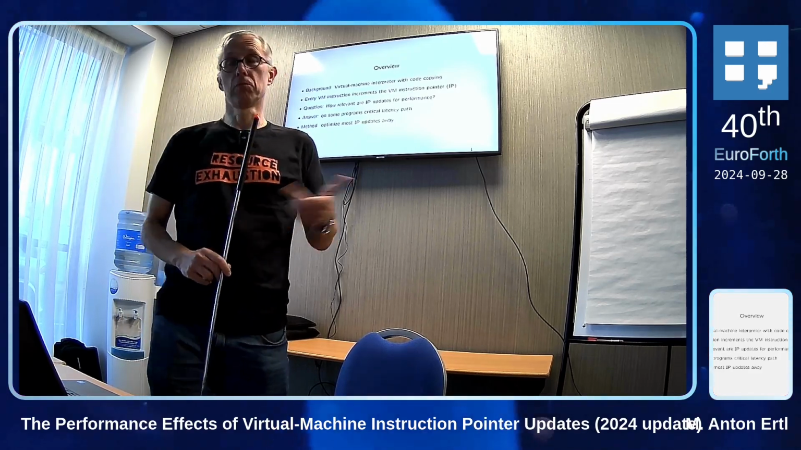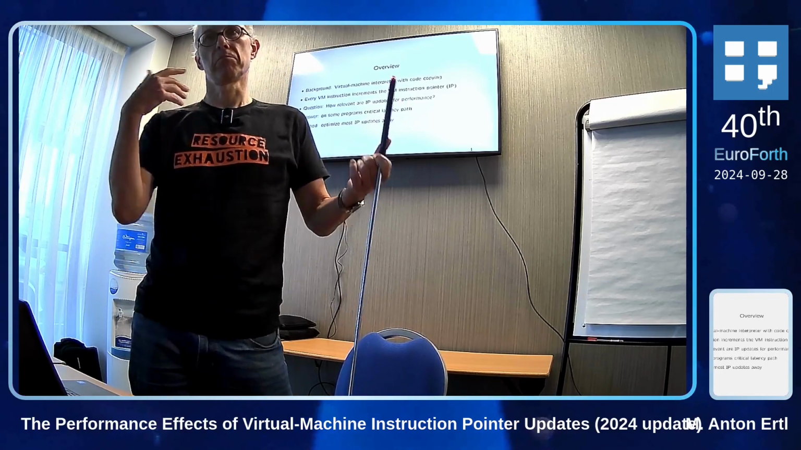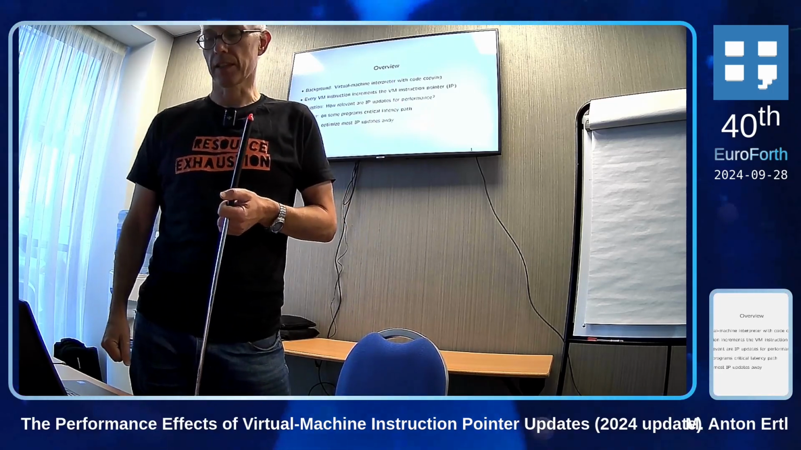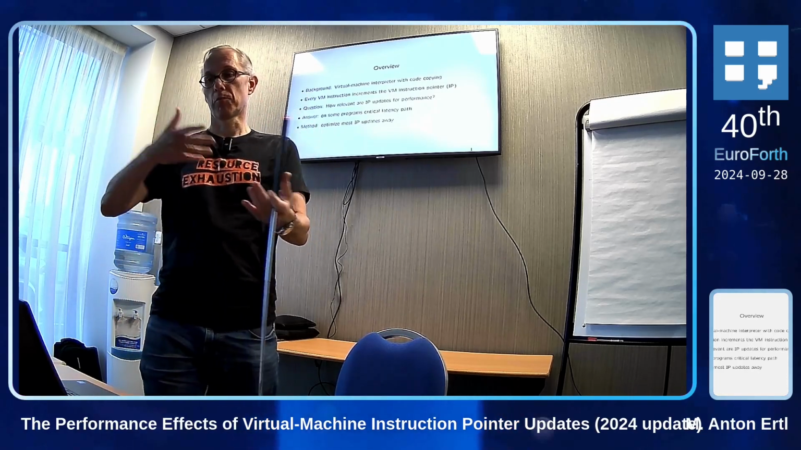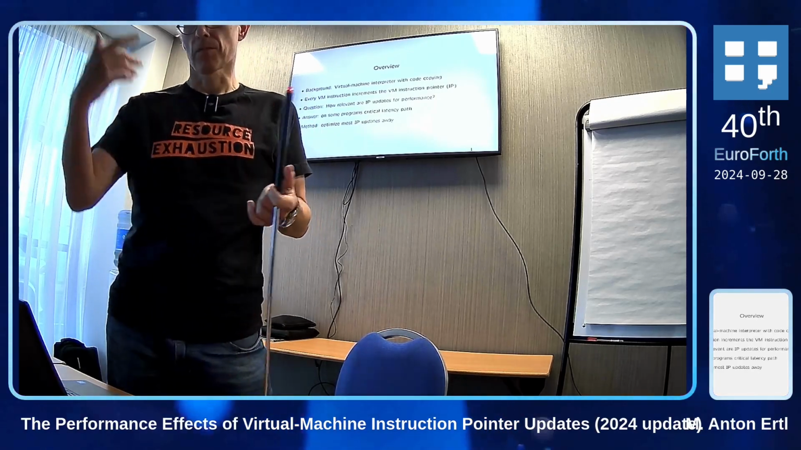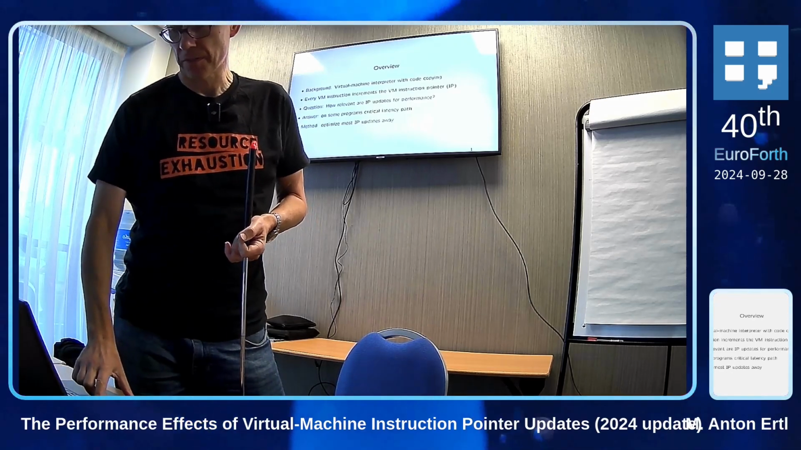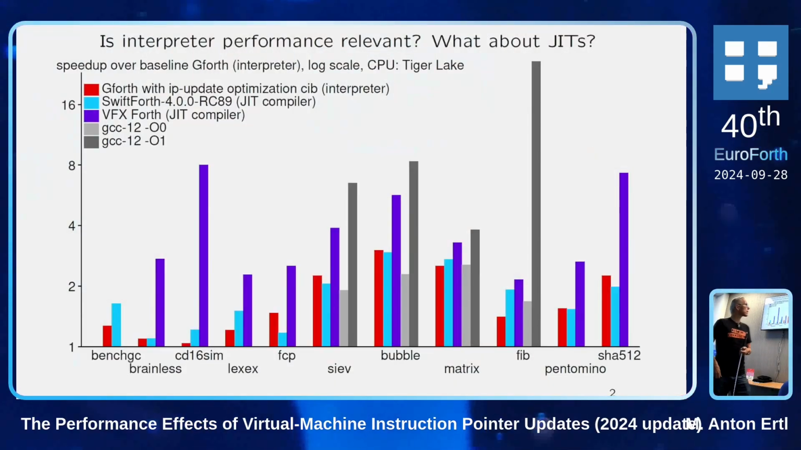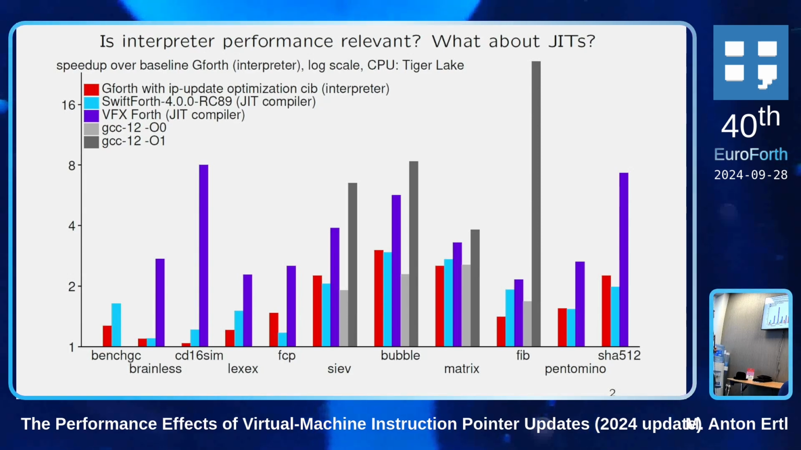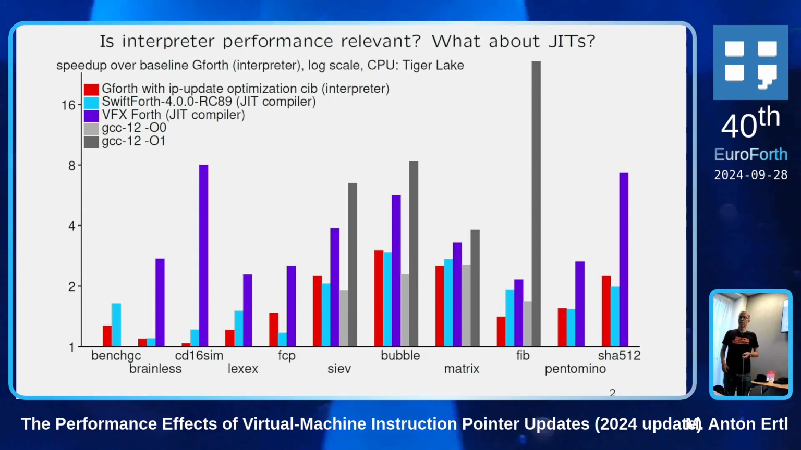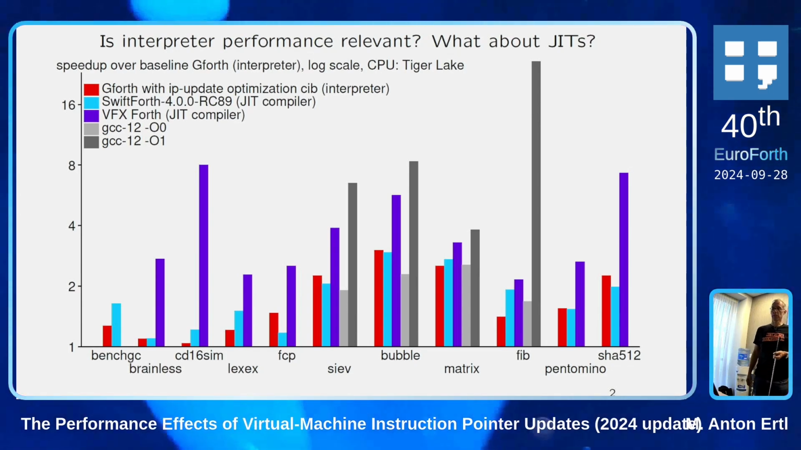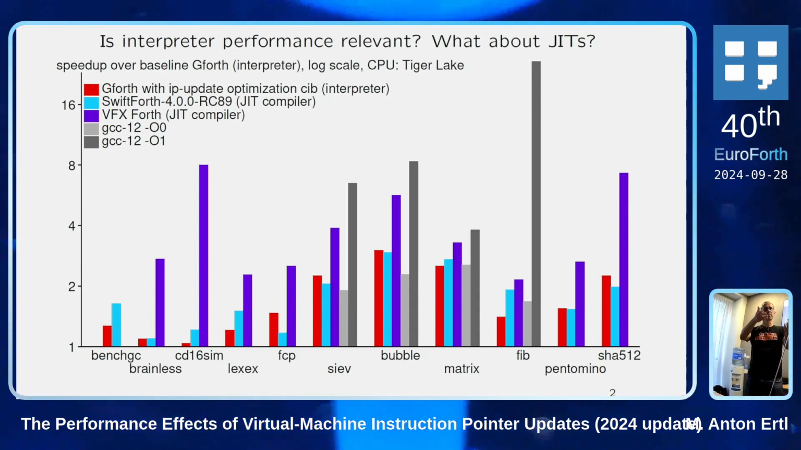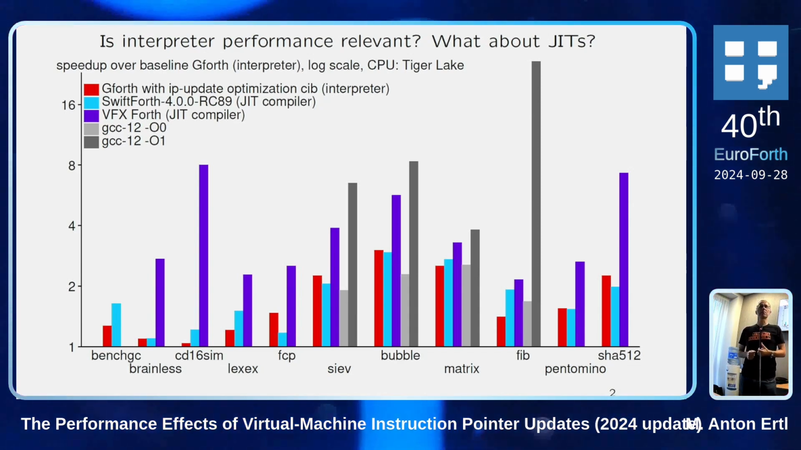And how do we find that out? We implement an optimization, or several optimizations actually, and compare the performance with and without this optimization. And first of all, why do I talk about optimizing interpreters at all? Shouldn't I just go to JITs like several other people have done?